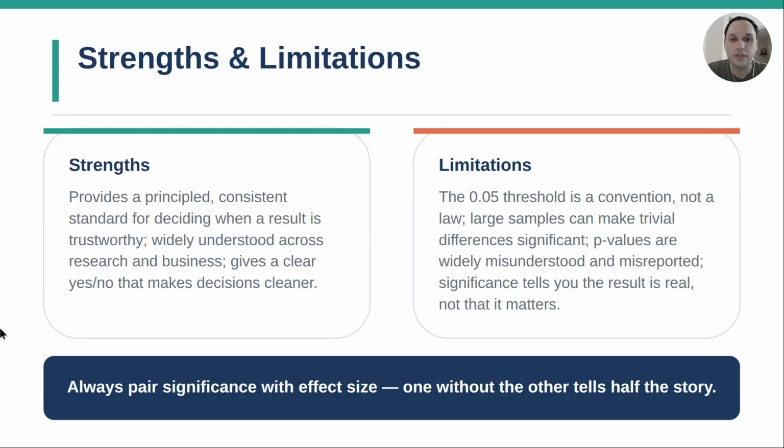The limitations are significant and worth knowing. The 0.05 threshold is a convention, not a law. There's nothing magical about 5%. Large samples can make trivial differences significant, which leads to resources being spent on things that don't actually matter. P-values are among the most widely misunderstood and misreported statistics in all of research. And significance tells you the result is real, not that it's important. Always pair significance with effect size for the complete picture.